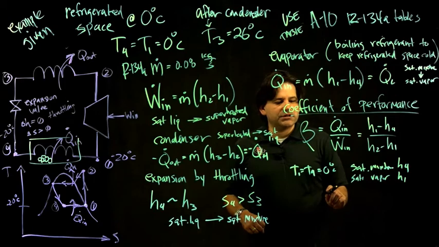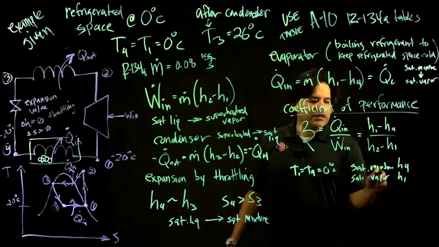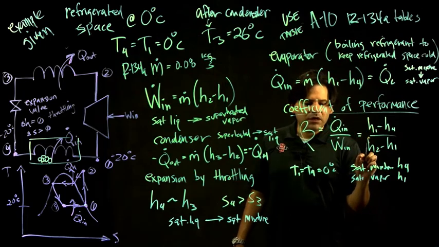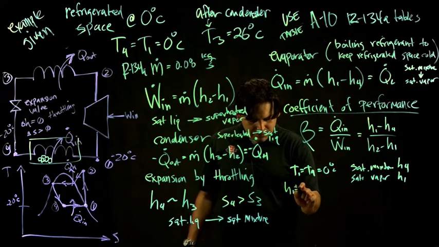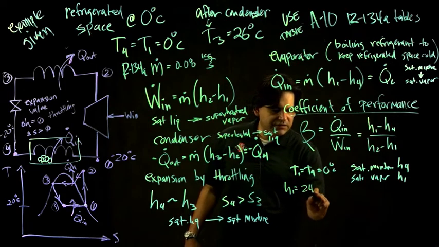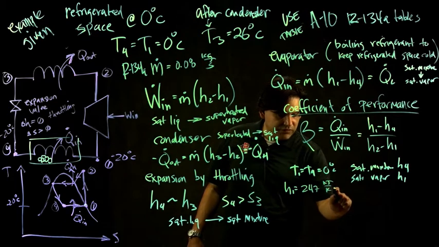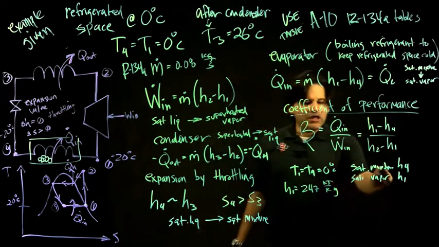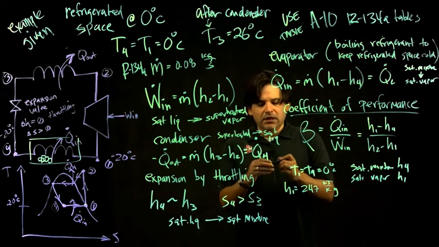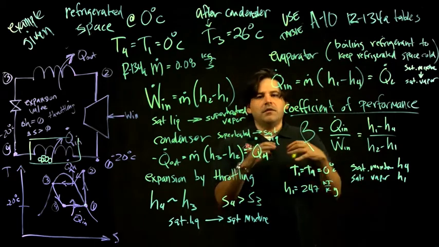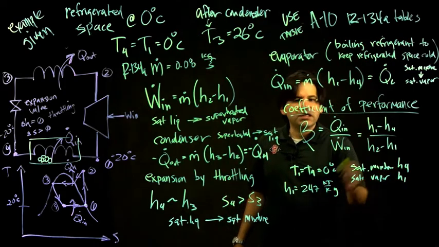At 0 degrees Celsius, we can pin that this is on the vapor line. There's only one possible value at 0 degrees Celsius, so that would give us H1 equals 247 kilojoules per kilogram of refrigerant. And then for H4, we need to know the quality of vapor versus liquid so that we can take the weighted average to find the saturated mixture.